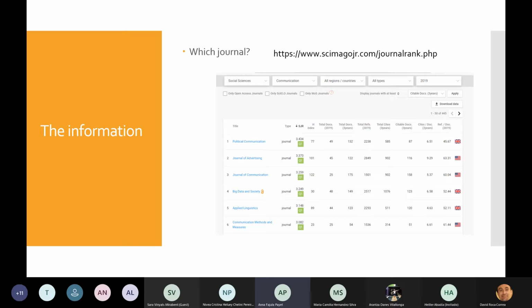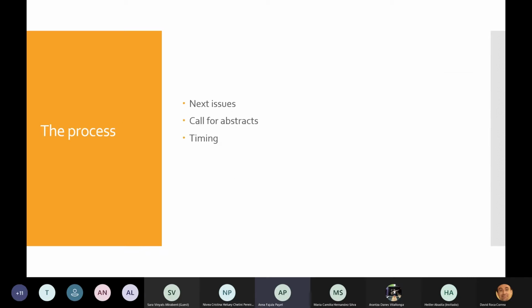And from here, you can access the journal's website, for example, and see what their next issues will be, or if they have a call for abstracts or special issues, or also the deadlines in each case. And it's very important because it's something that you must remember and keep in mind. Deadlines will be really, really very important, a red line when you are trying to publish an article, okay?